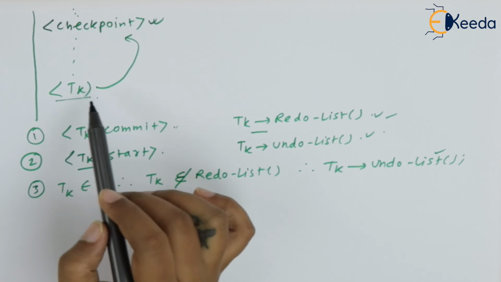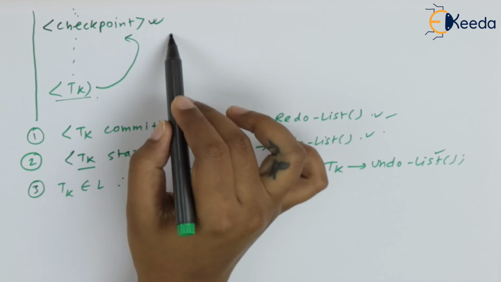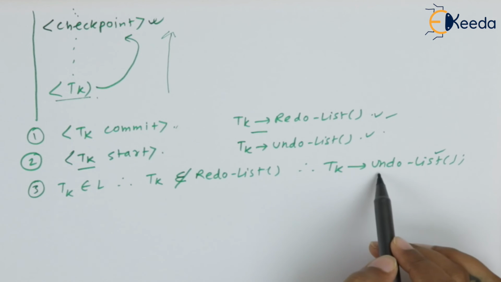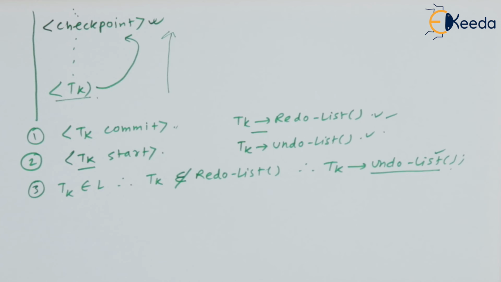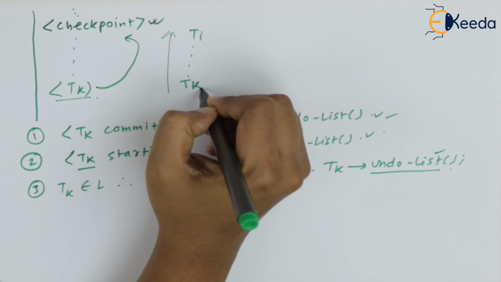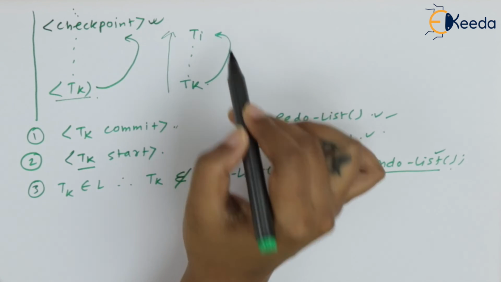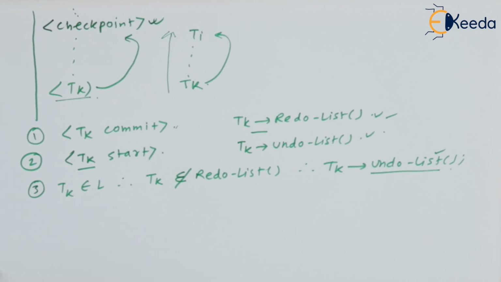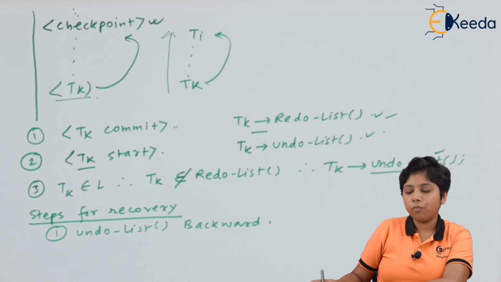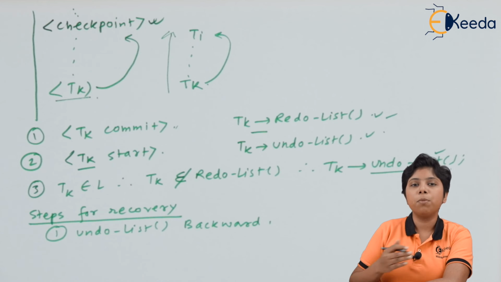That means from the most recent transaction in the log, we scan the log backwards so that we can find all the transactions in the undo list. If the transactions run from Ti to Tk, we perform the undo on this undo list from Tk to Ti, backwards. Then we scan forward to find the most recent checkpoint L.